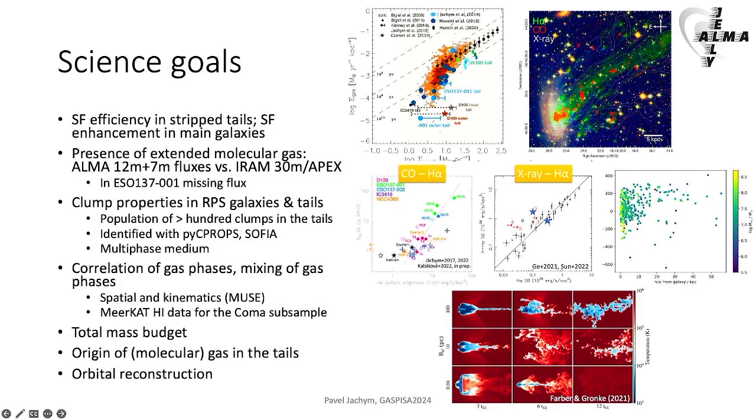This is what we hope people will be able to do with the data set: study the star formation efficiency in the tails, because we know star formation efficiency is likely lower in the tails. We also want to search for an extended component, because for a couple of galaxies we have single dish data, and it seems there is more flux which was not resolved with ALMA. Obviously, we will have more than 100, maybe a couple of hundred clouds or clumps identified in the tail, so we can do statistics of their properties and study the correlation of phases, things like that. Thank you very much.